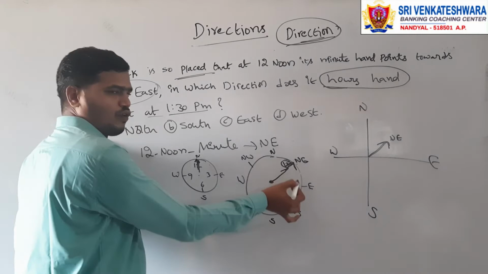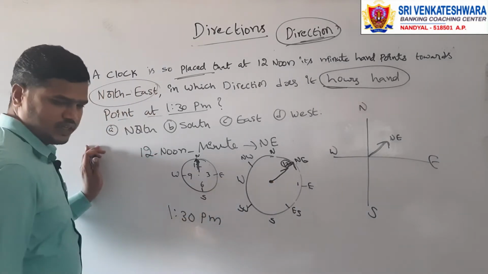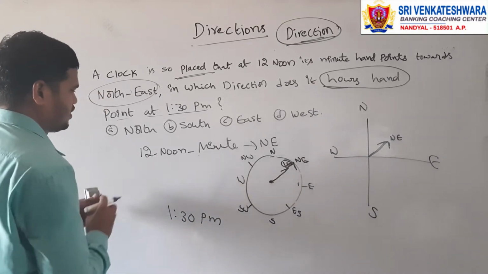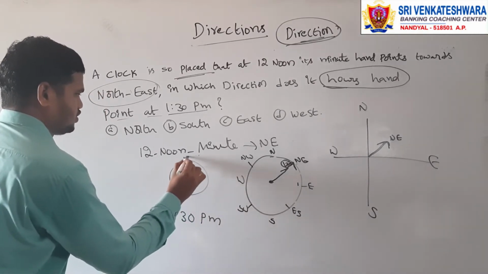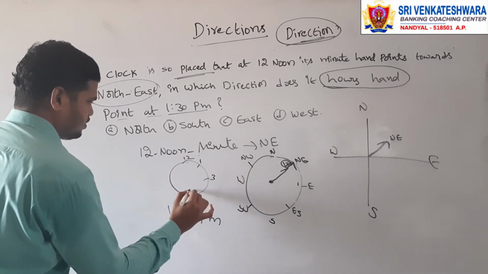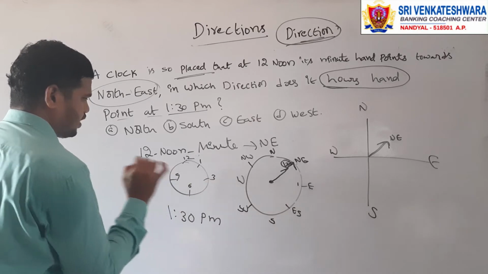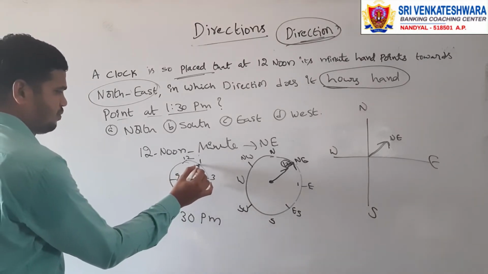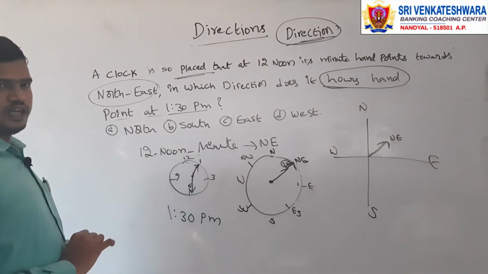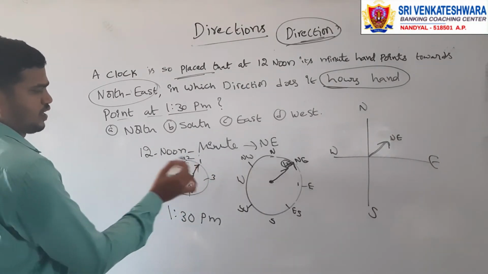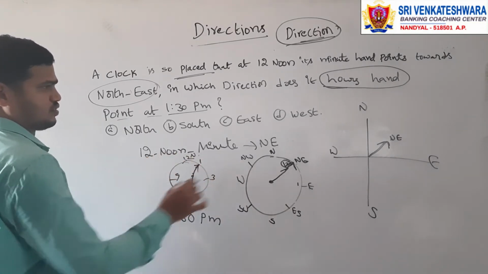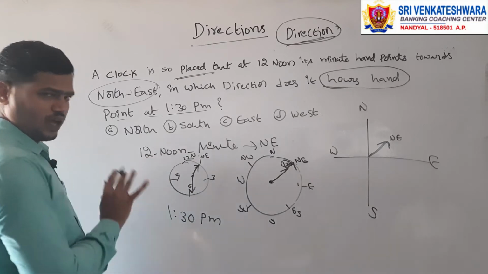So generally, if you take a general watch, this is the 12 and this is the 1, and this is the 3, 6, 9 we have. So 1:30 means this is the 1:30. Between these two we can have a 45 degree angle. So 12, 1. So north, northeast; generally we have this for a clock.